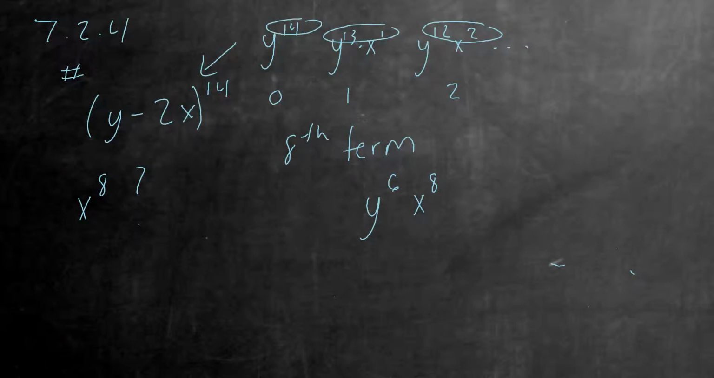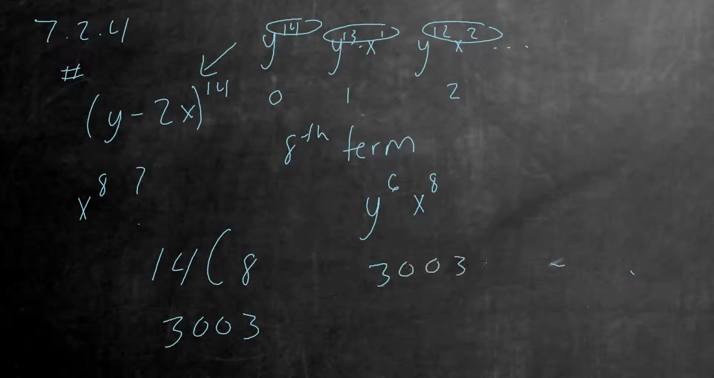And then our coefficient, we can use our calculator and do 14 choose 8, and pressing that button, I get 3003. So 3003 y to the 6, and then our x term isn't actually just x, it's the negative 2x to the 8th.